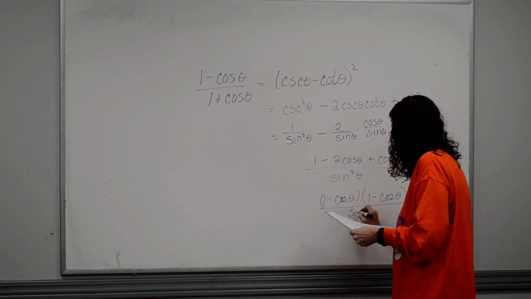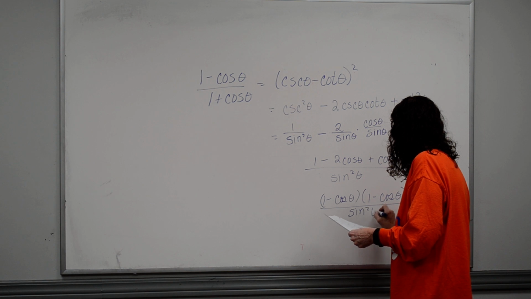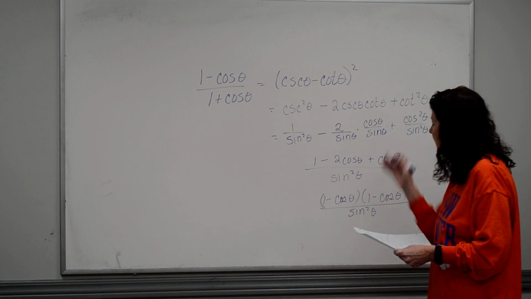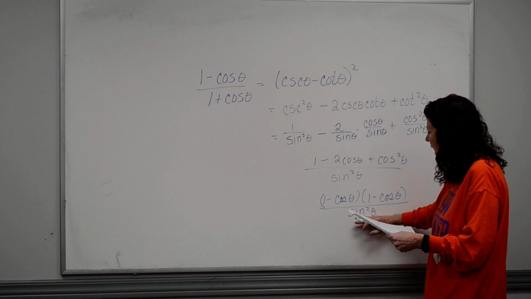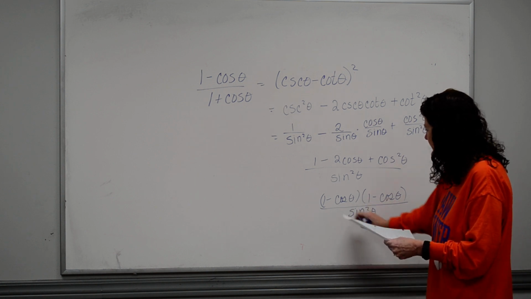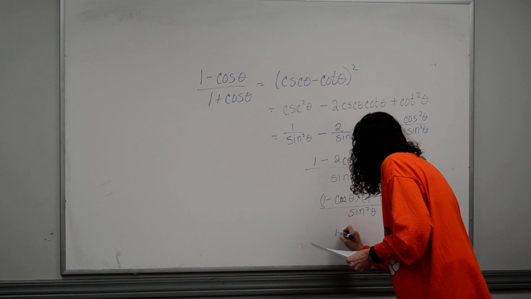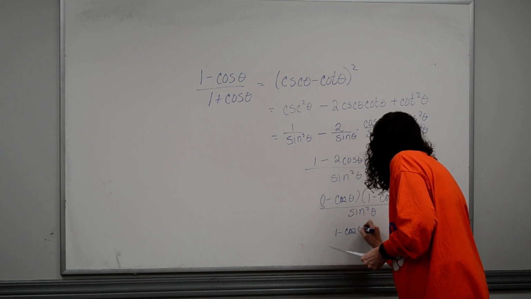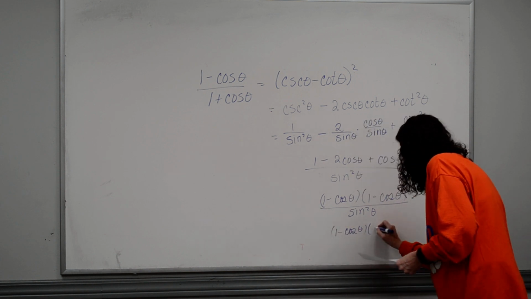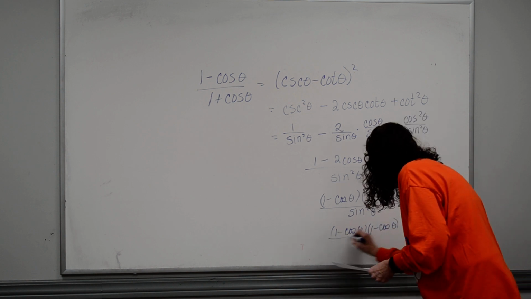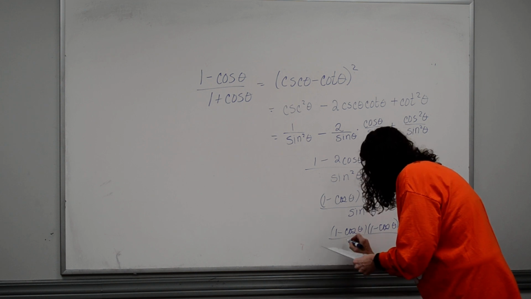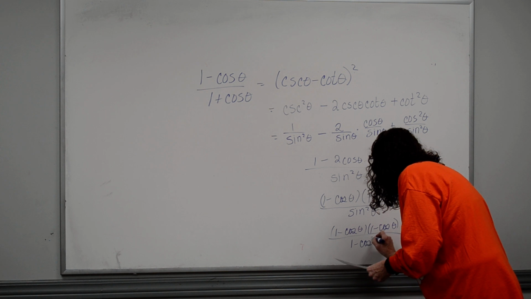over sine squared theta. Well, according to that theorem we just used, sine squared theta plus cosine squared theta, I can convert this bottom to cosines. So I have 1 minus the cosine of theta times 1 minus the cosine of theta on the top. And on the bottom, it's 1 minus the cosine squared theta.